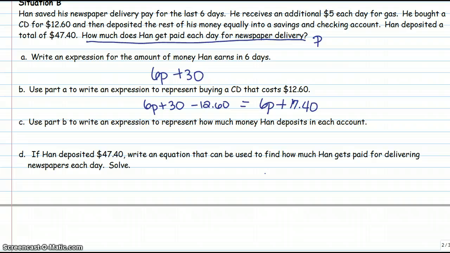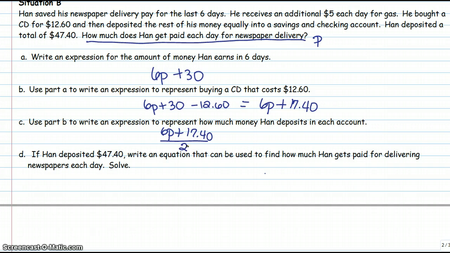Okay. Use part B to write an expression to represent how much money Han deposits in each account. Well, we know that he deposits his money equally into the accounts. So if we divide by 2, that'll give us the amount that he deposits into each account.